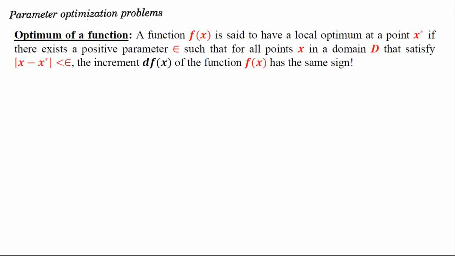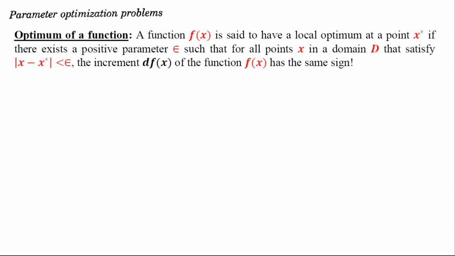Any function f of x is said to have a local optimum at point x star if there exists a positive and constant parameter, say, epsilon, where all points x in some domain D that satisfy the relation that the absolute value of the difference between any point x in D and the optimum point x star is less than the positive parameter epsilon, then the increment of the function delta f will have the same sign.